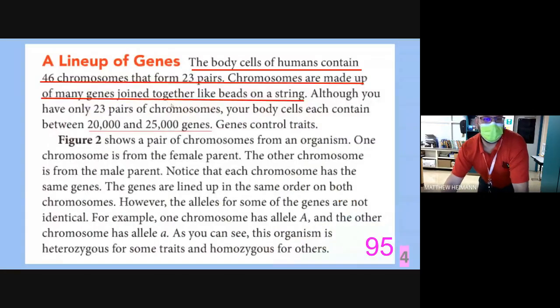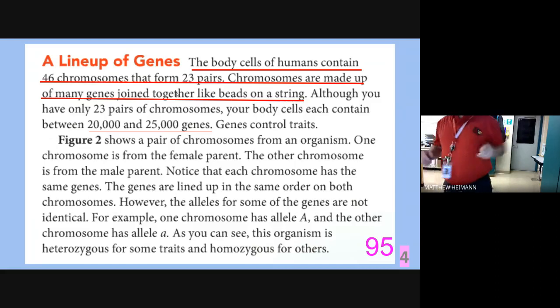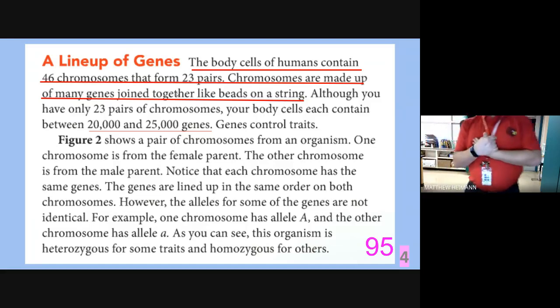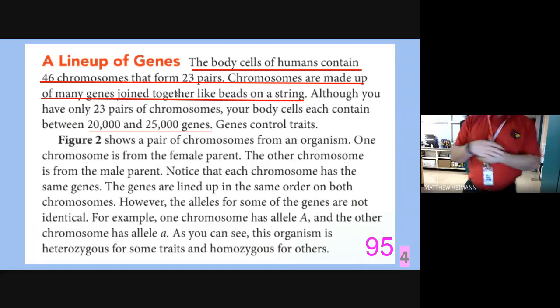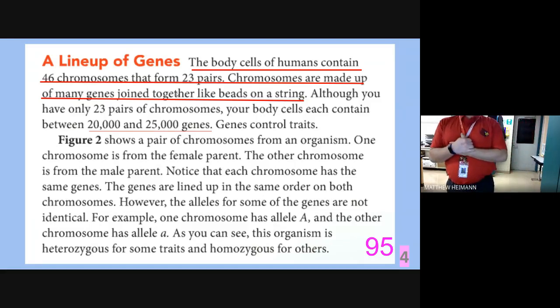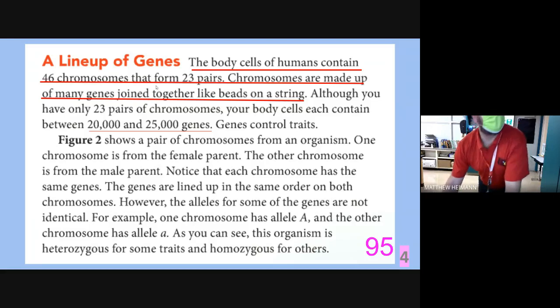Here's some text from the book Vital Genes. The body cells of humans contain 46 chromosomes that form 23 pairs. Chromosomes are made up of many genes joined like beads on a string. Although you only have 23 pairs of chromosomes, your body cells contain between 20,000 and 25,000 genes. So there's about 1,000 genes on each chromosome.